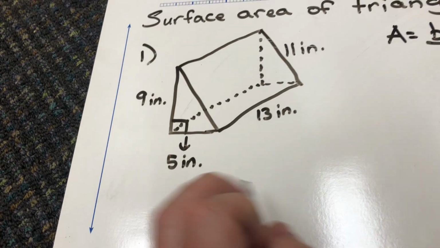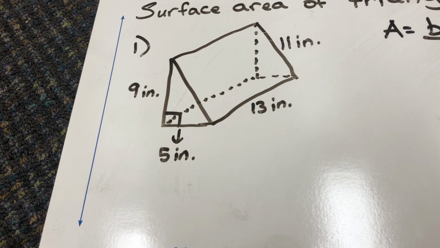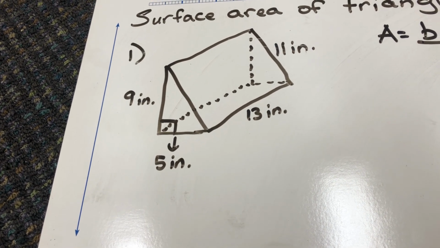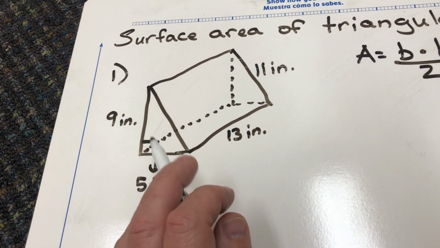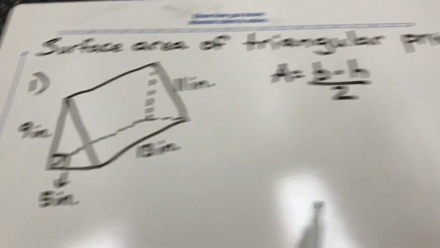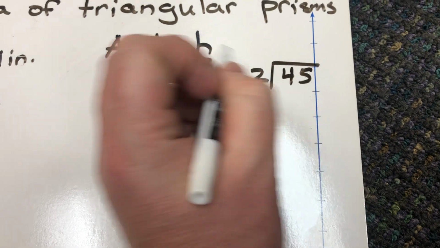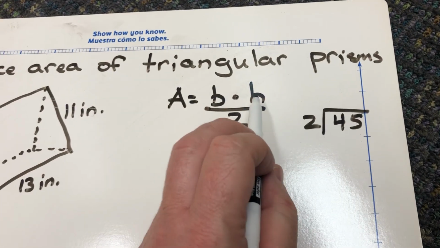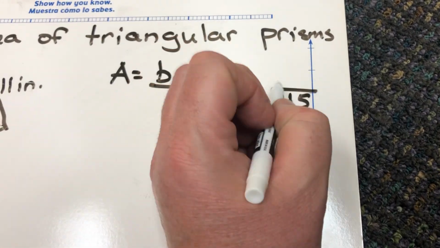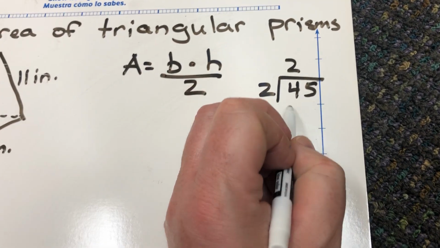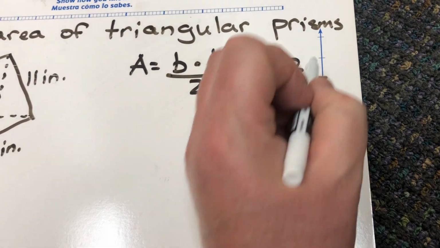So if I'm looking, well, the base is 5, the height is 9. 5 times 9 is 45. So 45 divided by 2, because the base was 5, the height was 9. 5 times 9 is 45 divided by 2. 2 can go into 4 twice. 2 times 2 is 4. 4 minus 4 is 0. Drop the 5. 2 can go into 5 twice.